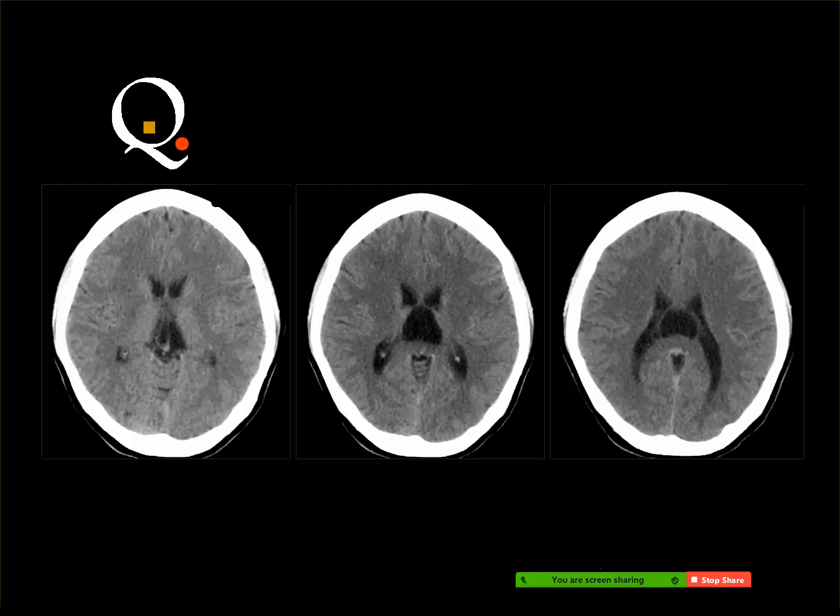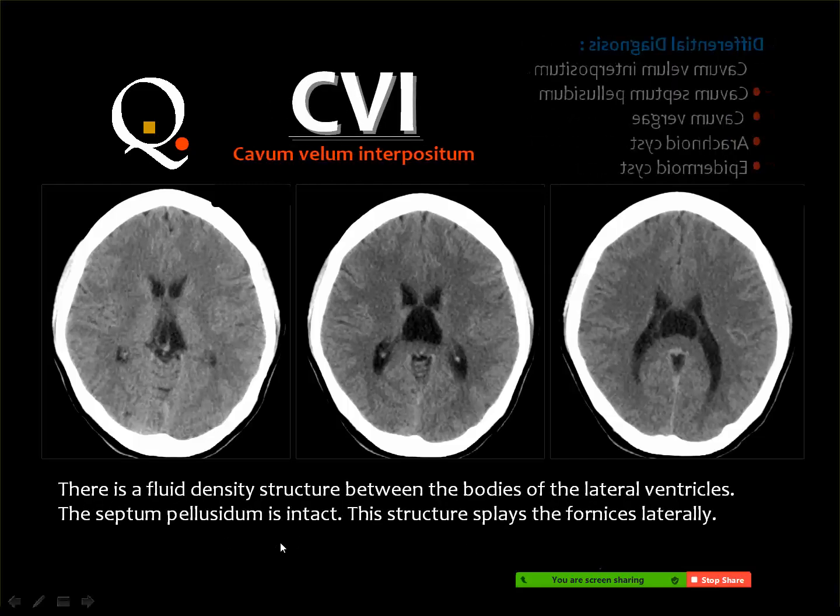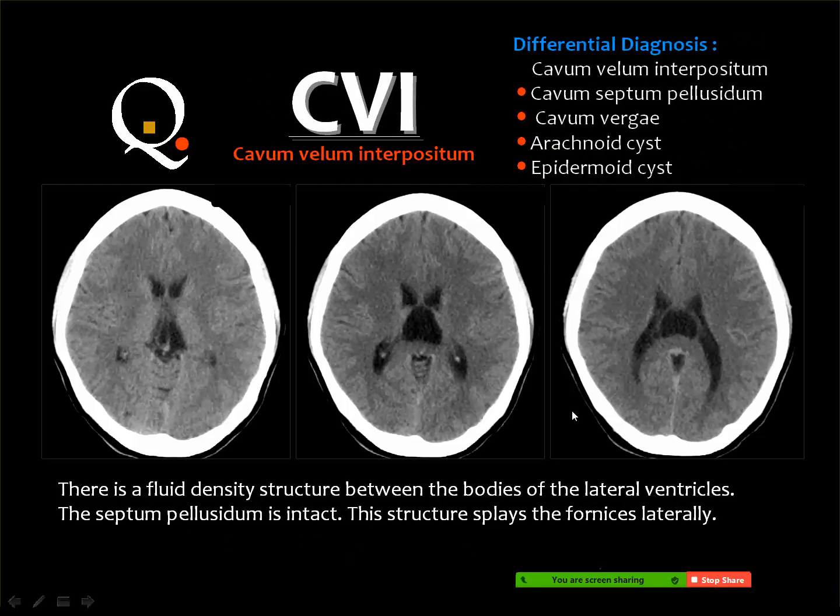Arachnoid cyst? No, not. Yes, interpositum. True. This is cavum septum interpositum or cavum velum interpositi. And the most characteristic appearance is the triangular shape of the lesion, characteristically located in the midline in the posterior aspect of the quadrigeminal system.